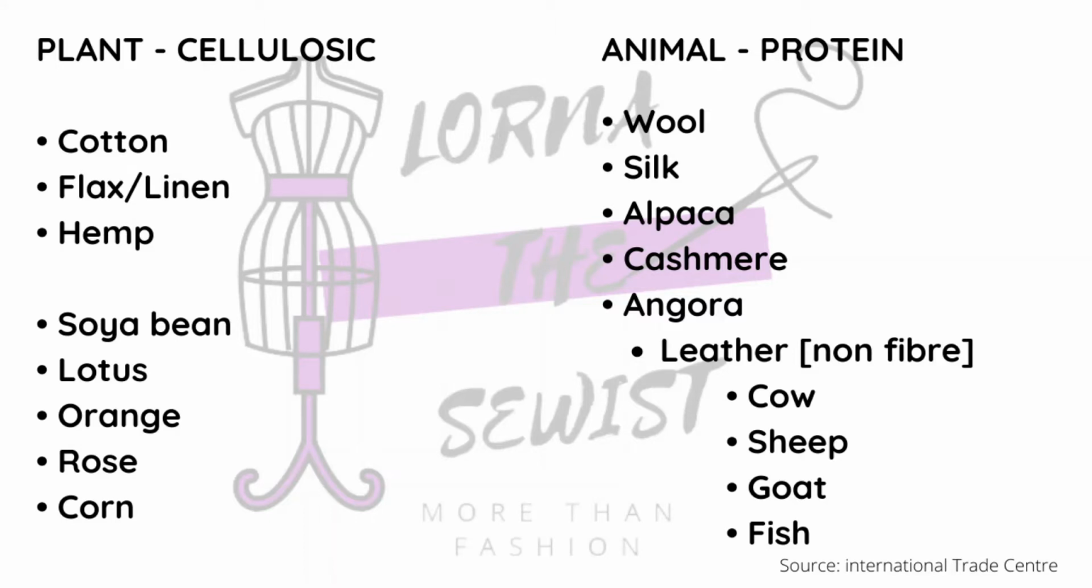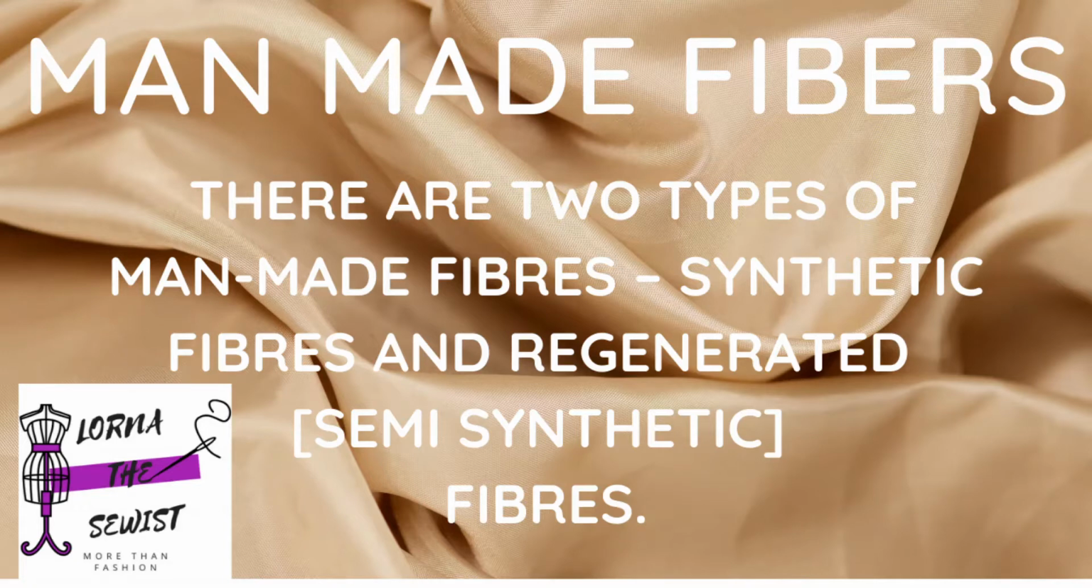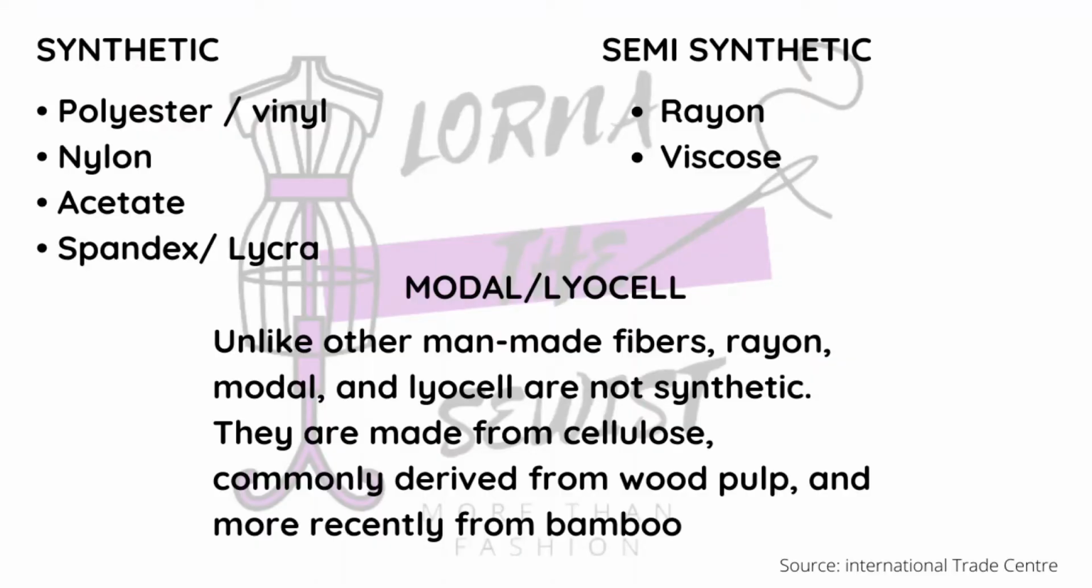Then we move on to man-made fibers. There are two types of man-made fibers, synthetic fibers and regenerated semi-synthetic fibers. Off the bat, what that means is that it could be a man-made fiber and it's semi-synthetic because the process of making the fabric is not natural. So it's semi-synthetic, meaning that it could come from a plant, but the process uses chemicals to create it.